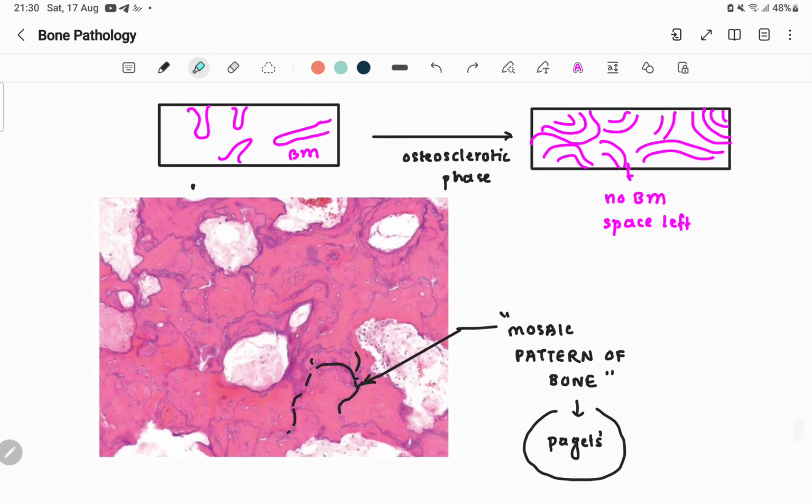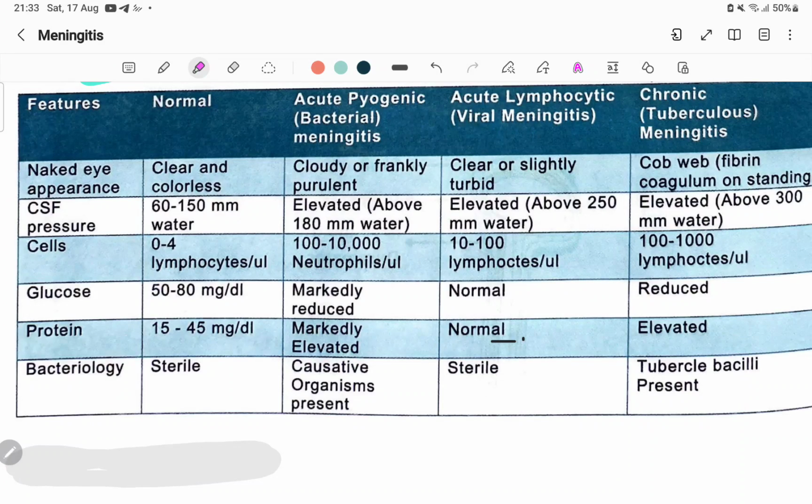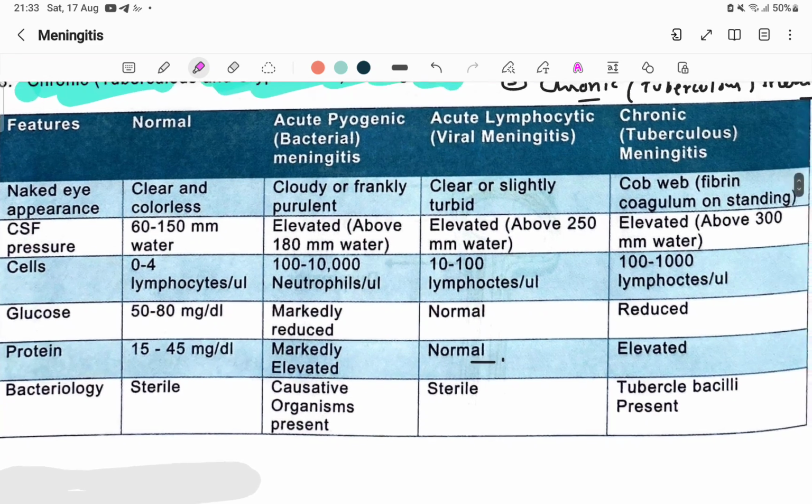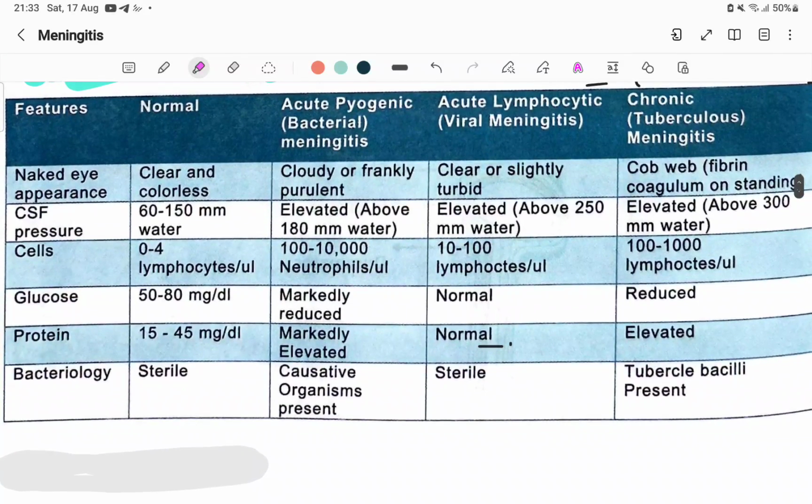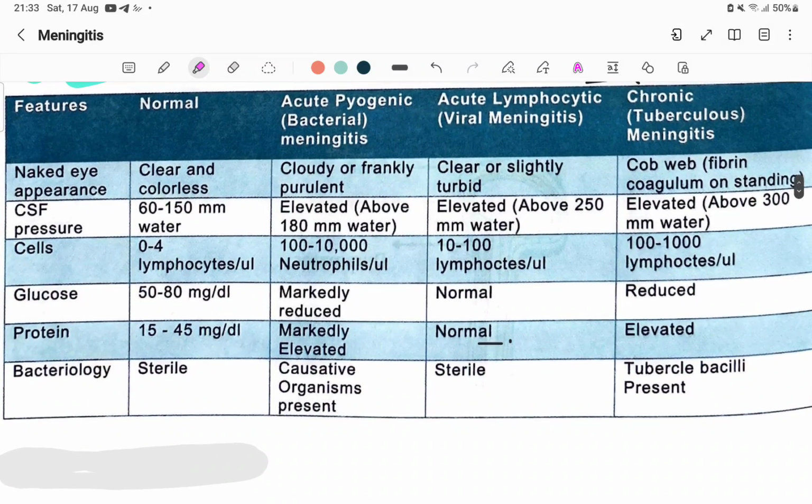Let's move to the next topic of pathology. Then let's come to meningitis. In CNS, people sometimes ask about meningitis. It is not of much diagnostic importance in pathology. Of course, it is important, but it is not taught much in pathology. Okay, let's discuss this. We will not leave any part.